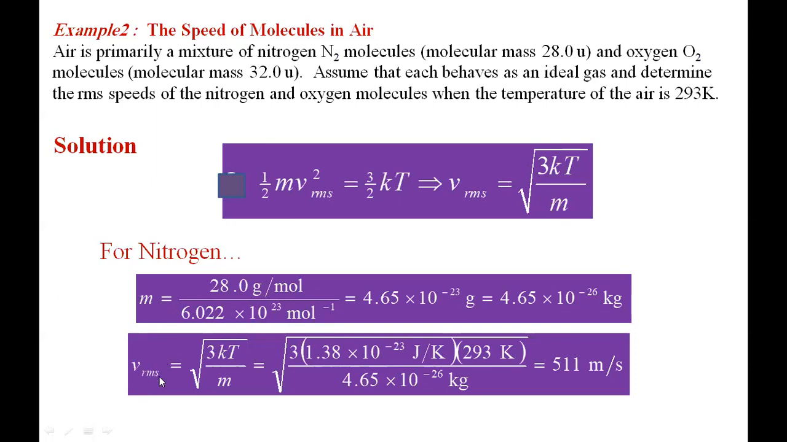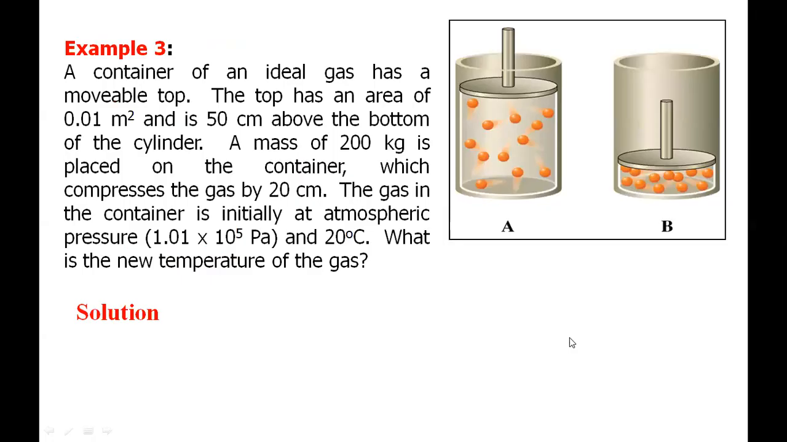Then VRMS equals the square root of 3 kT over M. So 3 times k, the Boltzmann constant, and temperature is 293 Kelvin, divided by the mass. So VRMS equals 511 meters per second. And we do the same for oxygen.